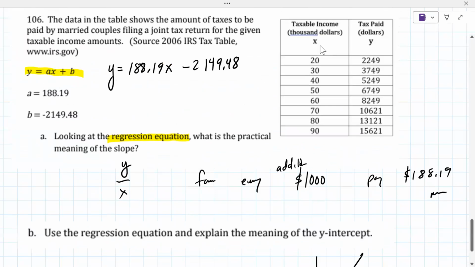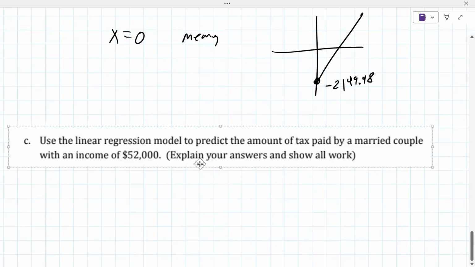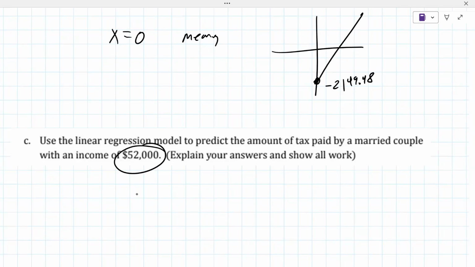Before we do the last problem, 20 really means 20,000 in the X column. 30 really means 30,000 and so on here. And if you use the value in the problem, like they're asking in part C, you have to convert. You can't use 52,000 in the equation is my point. What would you convert that to? 52. Good. Okay. I'm going to step away for like 30 seconds while you calculate this with your calculator, and I'll be right back.